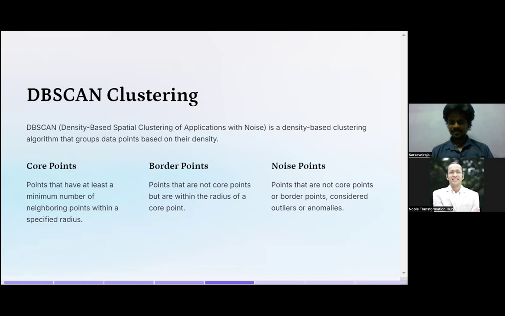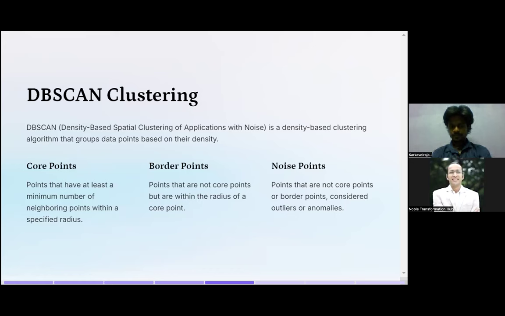So, DBSCAN clustering: density-based spatial clustering of applications with noise. It is a density-based clustering algorithm that groups data points based on their density, that is, how dense the data points are. That's why the name of the algorithm is density-based spatial clustering of applications with noise.